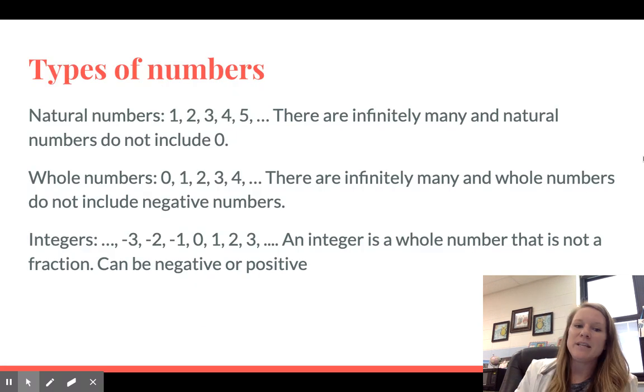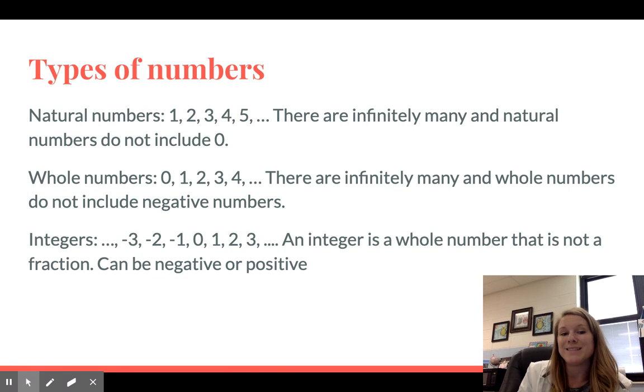All right, so there are going to be different types of numbers. The first thing we're going to talk about is natural numbers, and that's going to be 1, 2, 3, 4, 5, and so on into infinity. Zero is not included here, and that's one thing you need to remember. Starting from 1 to infinity, all whole numbers are considered natural numbers.